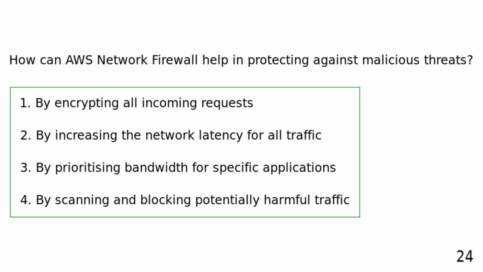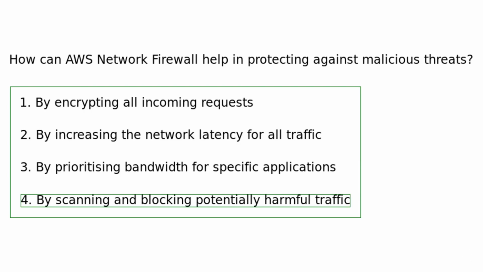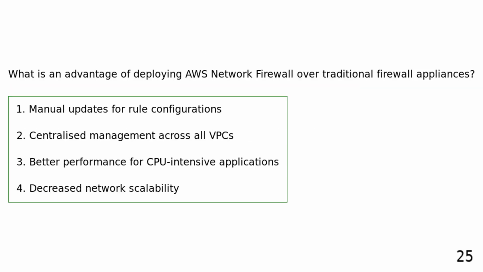How can AWS Network Firewall help in protecting against malicious threats? By encrypting all incoming requests. By increasing the network latency for all traffic. By prioritizing bandwidth for specific applications. By scanning and blocking potentially harmful traffic. AWS Network Firewall can help protect against malicious threats by scanning and blocking potentially harmful traffic before it reaches your network resources.